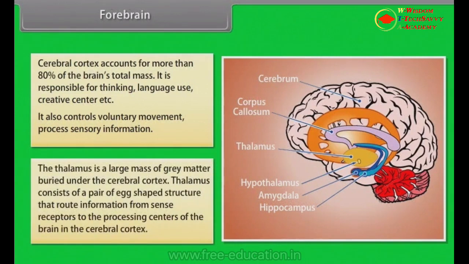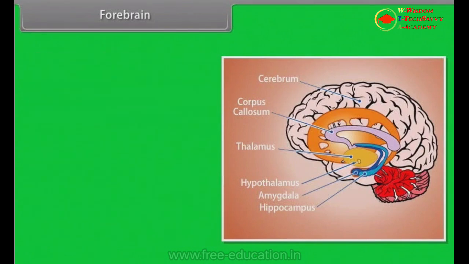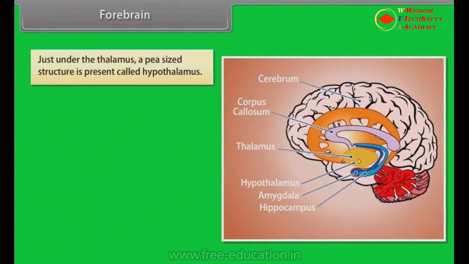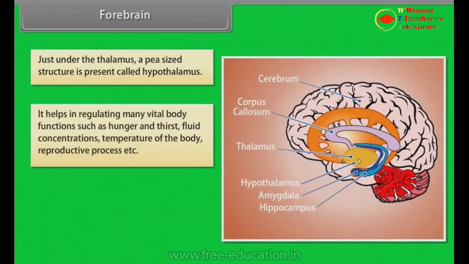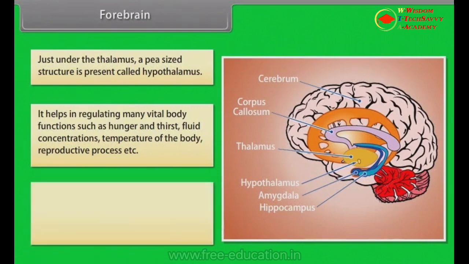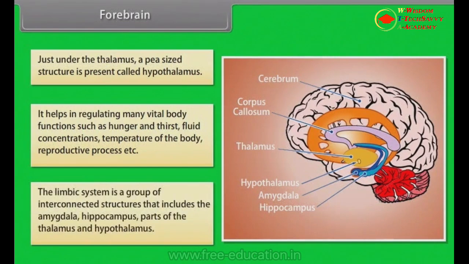The thalamus is a large mass of grey matter buried under the cerebral cortex. Thalamus consists of a pair of egg-shaped structures that route information from sense receptors to the processing centers of the brain in the cerebral cortex. Just under the thalamus, a pea-sized structure is present called hypothalamus. It helps in regulating many vital body functions such as hunger and thirst, fluid concentrations, temperature of the body, reproductive process, etc. The limbic system is a group of interconnected structures that includes the amygdala, hippocampus, parts of the thalamus and hypothalamus.